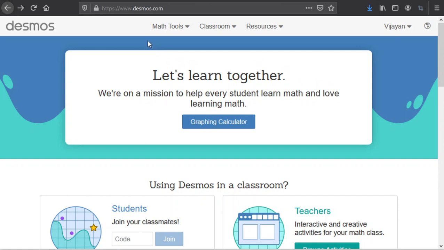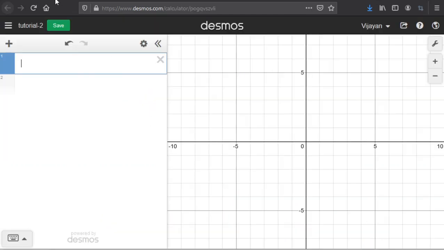So in the address bar we will type www.desmos.com and this web page will come in front of us, where we will click on the graphing calculator. This interface is the interface of the graphing calculator, and it is divided into two parts. The first part is the equation area, where we will write our mathematical functions and equations, and whose plot will be done over here by the software. This is the plotting area.